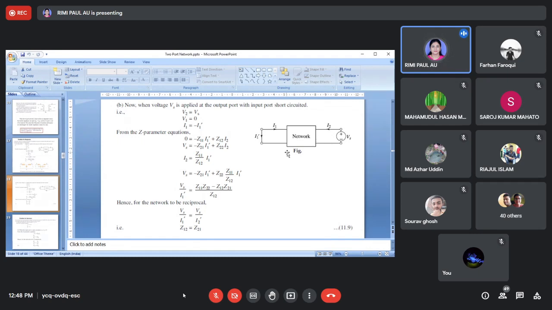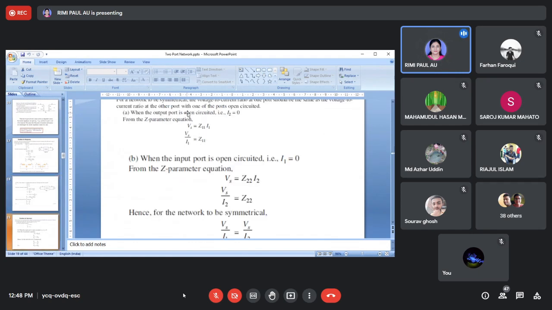Another concept you will remember: if a network consists of passive elements, RLC, it will obviously be a reciprocal network. So you can also remember that if you see only RLC present in the black box, then you can say obviously this will be a reciprocal network. But whether it is symmetrical or not, that you have to check.